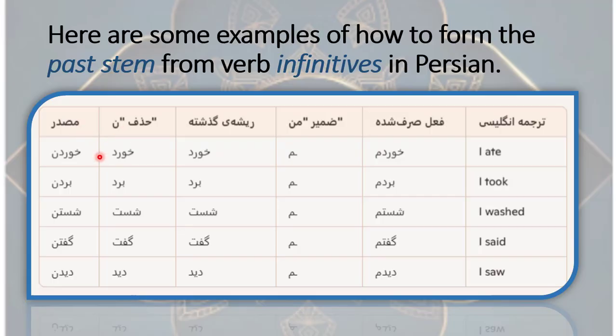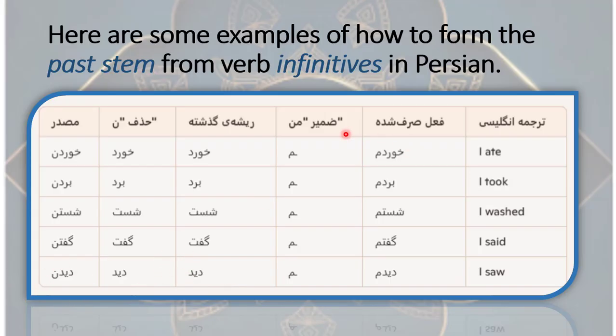If I remove ن from the masdar or infinitive, I create ریشه گذشته, or past stem. We say this is the past stem, the base of the verb. The base of the verb or past stem of خوردن is خورد, of بردن is برد, of شستن is شست, of گفتن is گفت, and of دیدن is دید.